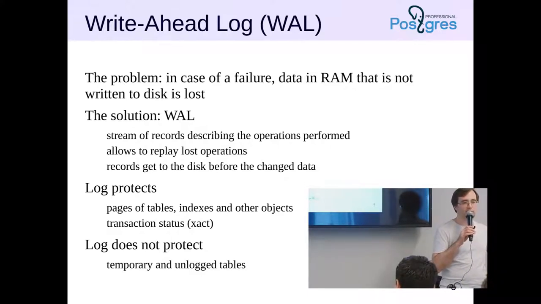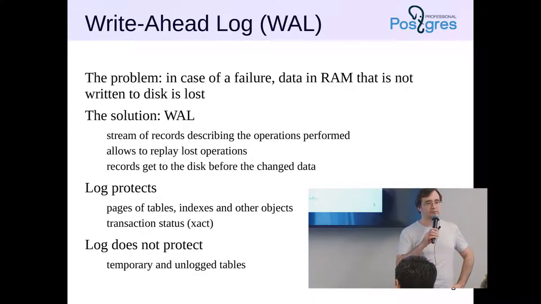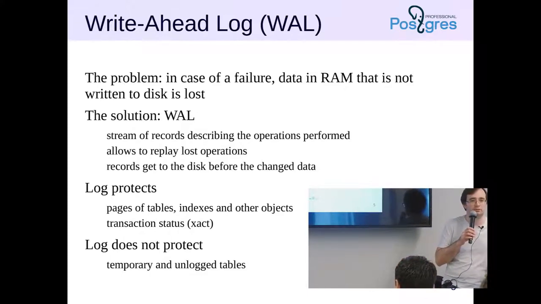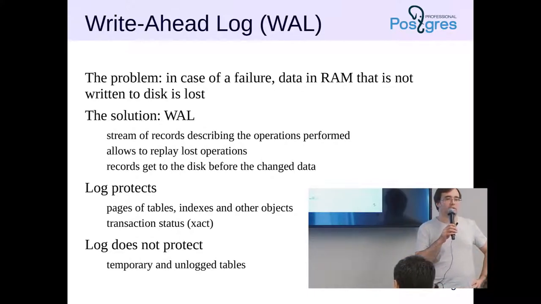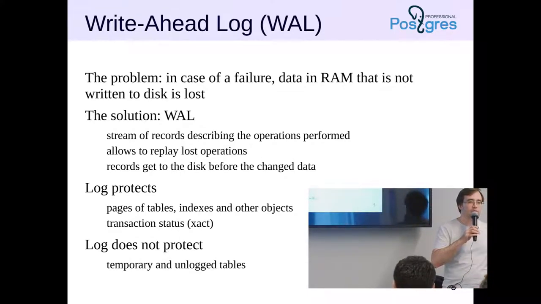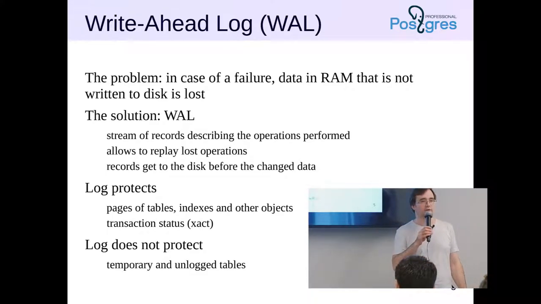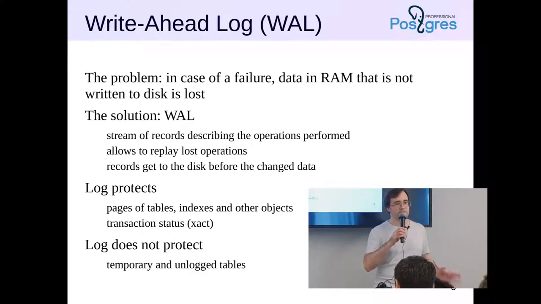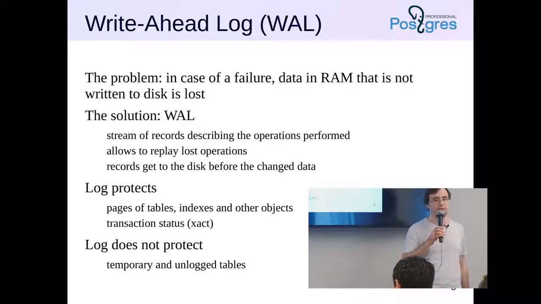There are some objects that are not protected by log. This includes temporary and unlogged tables. Temporary tables exist only for the duration of one session, so there's no point in logging. And unlogged table, its name says that it is unlogged. It can speed up work with such a table, but in case of a failure, you just lose all information in the table, and after startup, Postgres replaces unlogged tables with empty ones. It makes them empty.